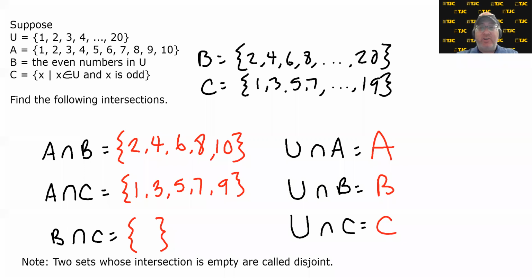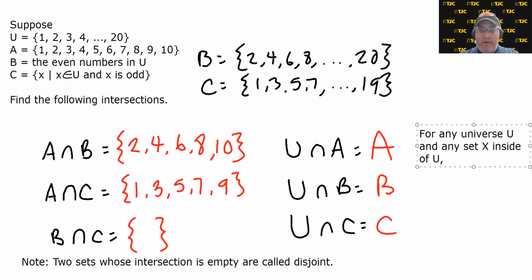There's another generalization we can make here. For any universe, and you may have noticed I've been saying universe instead of universal set. They're kind of synonymous. And any set, we'll call it X, inside of U, U intersect X is equal to X. We're going to draw the intersection symbol inside of there. Give me 1 second.